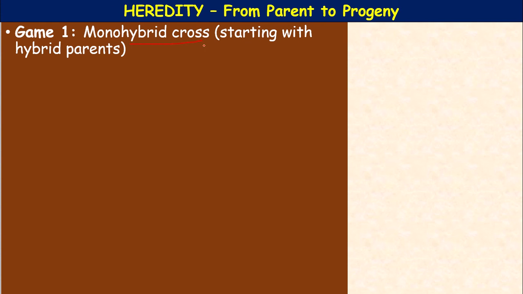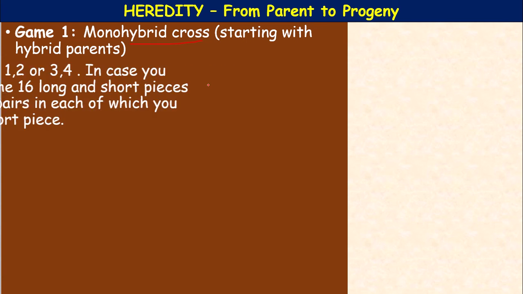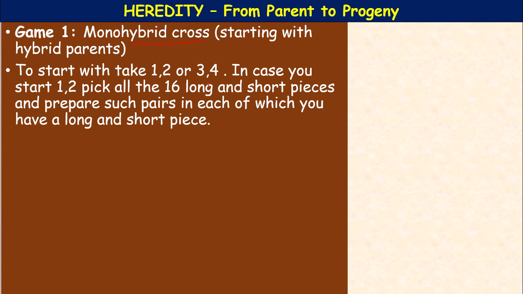Now, what you have to do? Game 1, monohybrid cross. Monohybrid cross means when one allelic pair is considered in cross breeding, it is called a monohybrid cross. Starting with hybrid parents, to start with, take 1, 2 or 3, 4. In case you start with 1, 2, pick all the 16 long and short pieces and prepare pairs, in each of which you have a long and a short piece.